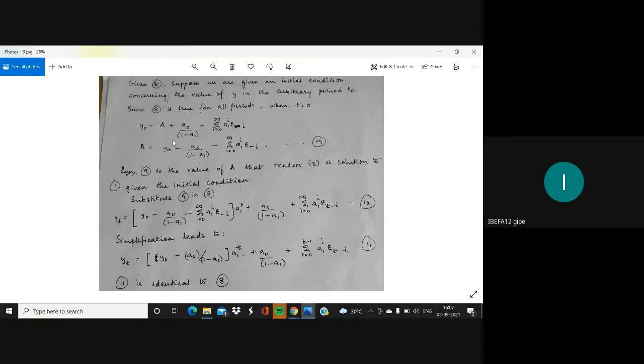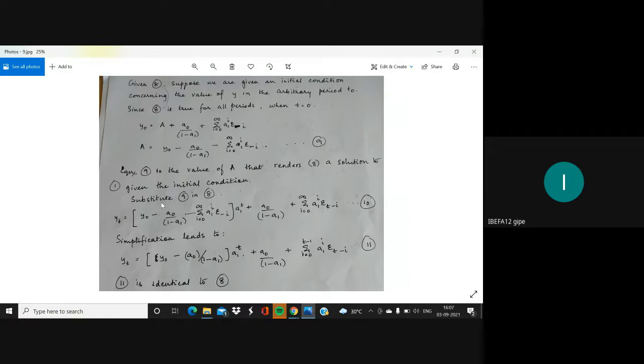So when you assume t is equal to 0, you end up with this equation. So you can use this to solve for a now. You will find out the value of a, in terms of some specific constants which are given to you. So equation 9 is a value of a that renders equation 8 a solution to the first difference equation that you came across, given this initial condition. Because we are finding the value of a using the initial condition, we are able to find a specific or definite solution to the difference equation.